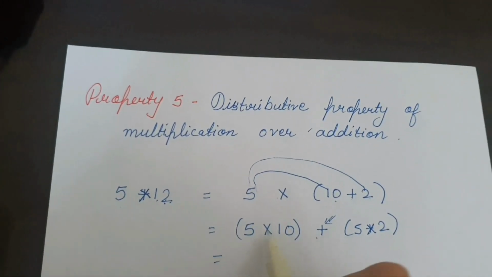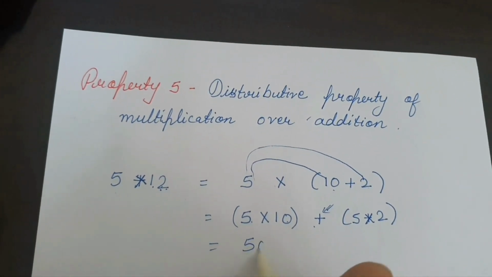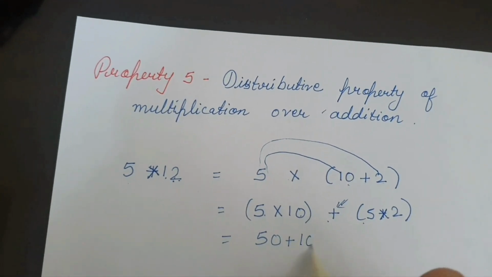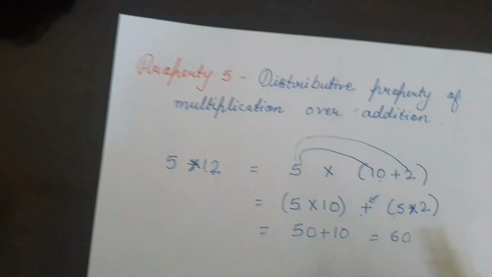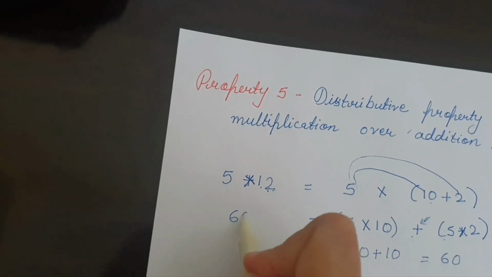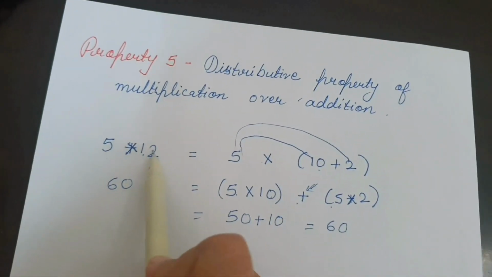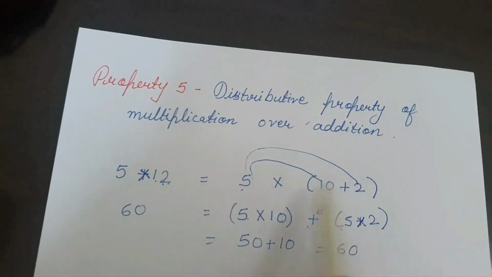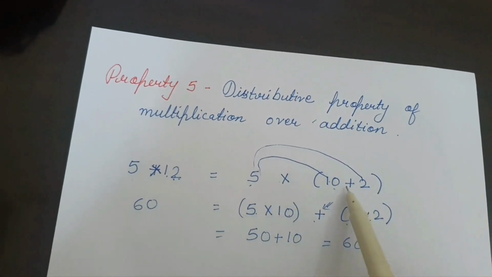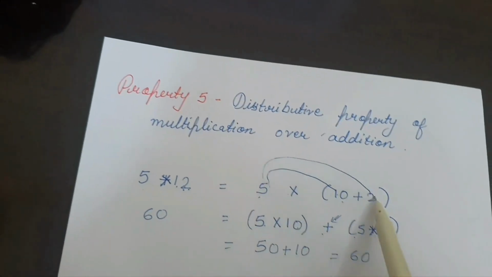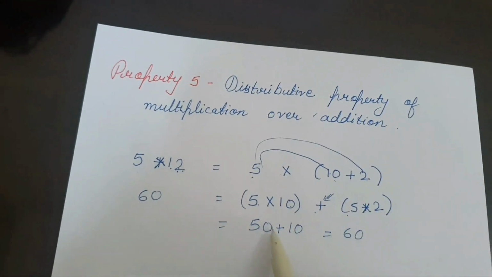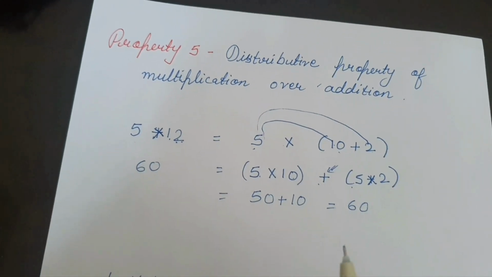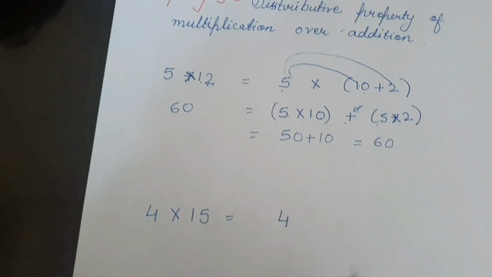For that we have to do. Now 5 tens are 50 plus sign, 5 twos are 10. So your answer is 60. And here also 12 5s are 60. Fine. For the distributive property, first we'll expand it. This is 10 plus 2. Then this same 5 will be multiplied by both the numbers. First we'll multiply it with 10. Then this plus sign will come here. Then we'll multiply it with 2. And then we'll solve it. 5 tens are 50 plus 5 2s are 10. That is 60. Fine. Now let us do one more sum.